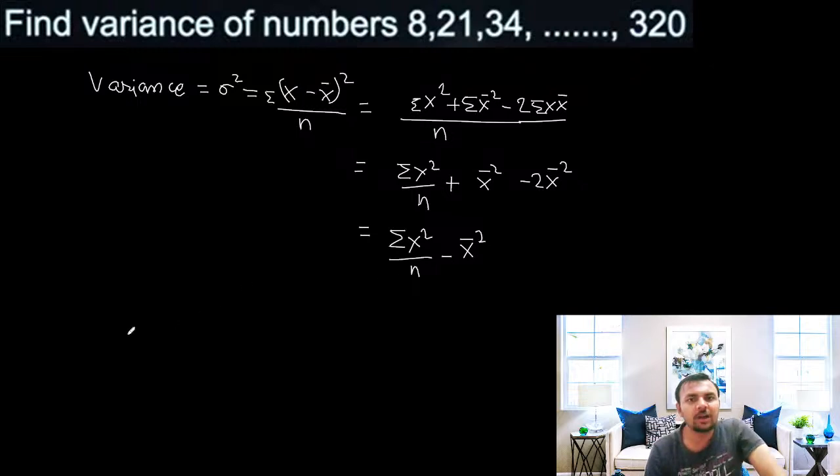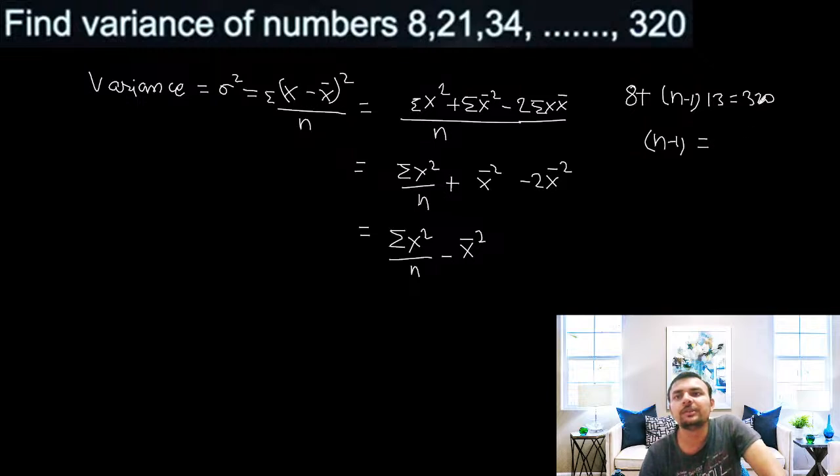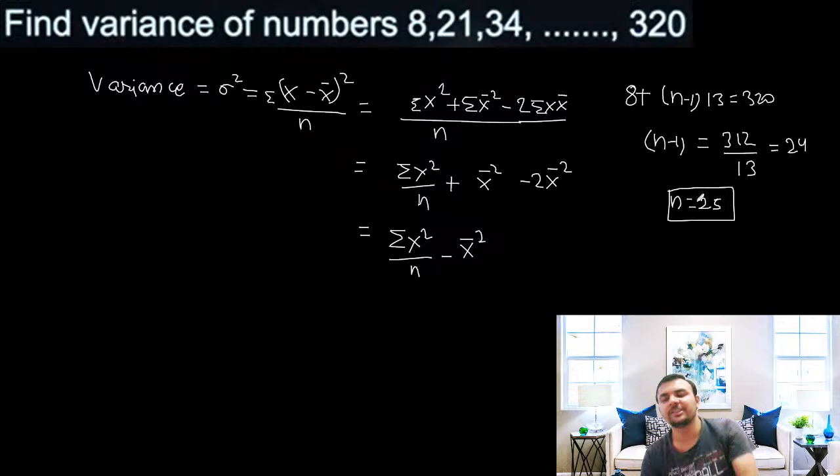Okay. Now what will happen, we have to find this summation and n. So first term is 8, n minus 1 into 13 is equal to 320. Can we say n minus 1 is equal to 312 by 13? So 13 2s are 26, 13 4s are... 24. So n equal to 25. Okay, so total number of terms is 25. That we got it. Yes, sir.